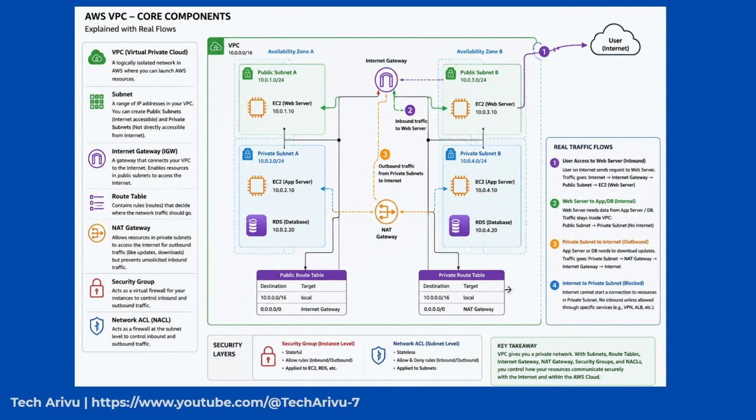In part 1, we understood what is VPC, public subnet, internet gateway, and route tables. Now, let's understand how AWS builds secure architecture using private subnet, NAT gateway, security group, and NACL.